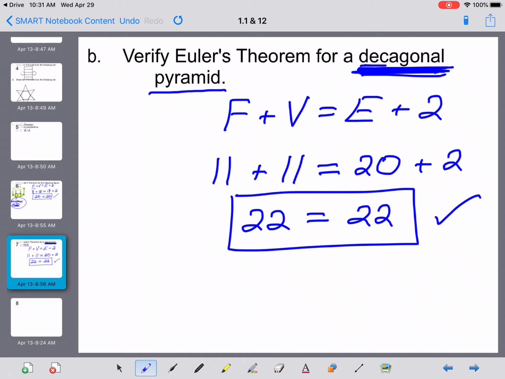Okay, so that is the end of our 11.1 part 3 notes, and hopefully now we can start that worksheet for homework, most of which deals with this concept right here of dealing with Euler's theorem. Okay, good luck everybody.